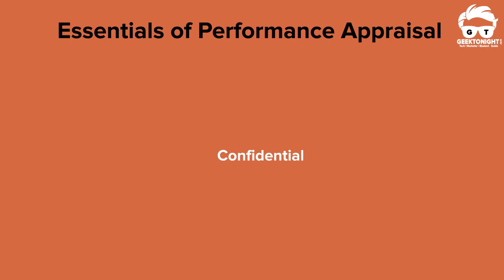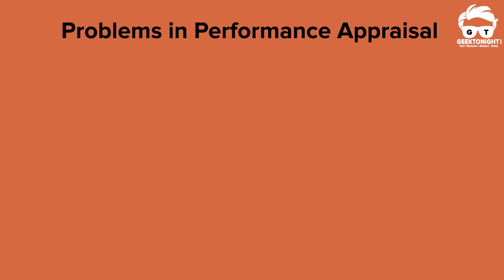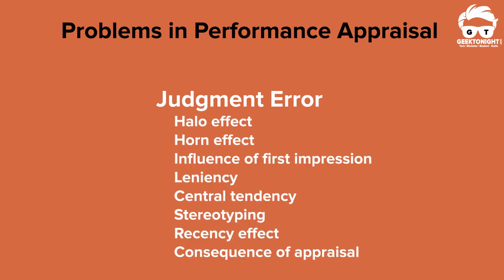appraisal results. After essentials of performance appraisal, we discuss problems in performance appraisal. There are various problems and challenges faced in performance appraisal. Broadly, problems in performance appraisal are categorized into four types. The first one is judgment error. In judgment error, there are a few types of problems that affect the performance appraisal of the employee, that are halo effect, horn effect, influence of first impression, leniency, central tendency, stereotyping, recency effect, consequence of appraisal.